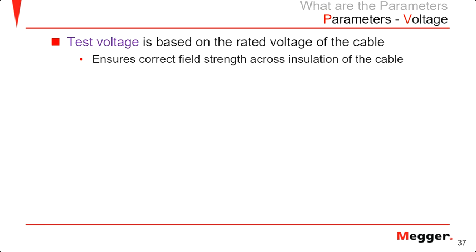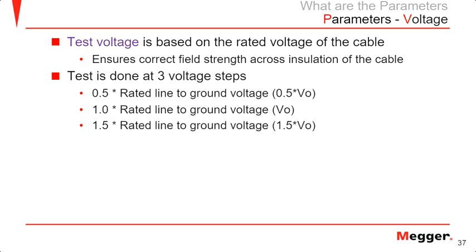Now, regarding the parameters to be used in the tan delta test, you want to make sure that the rated voltage of the cable is accurate, because that determines your three voltage steps, since you're doing 0.5 times rated line to ground, 1 times rated line to ground, and 1.5 times rated line to ground.